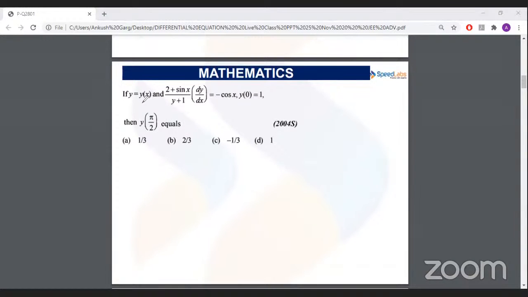So if y equal to y of x and (2 plus sin x) divided by (y plus 1) dy by dx equals to minus cos x. Now y of 0 is 1, so you have to find y of pi by 2. Basically, that means you have to solve this particular differential equation. So quickly tell me everyone, using which of the methods we can solve this particular differential equation? Quickly take a look at this.